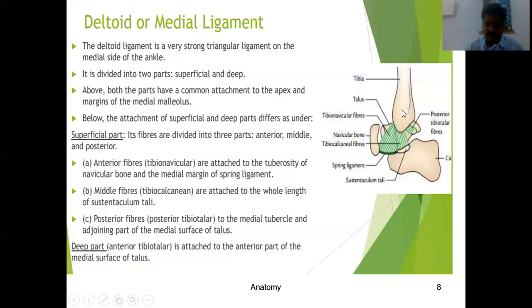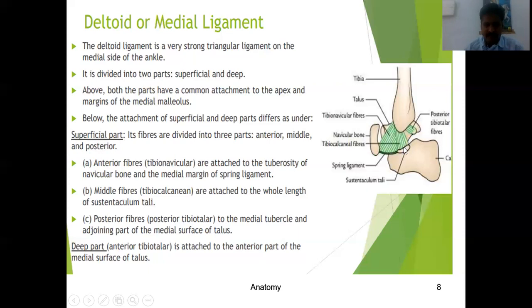So this is the tibia, the medial malleolus. What are these fibers? You can see the fibers here. This is called tibio-navicular. The tibio-navicular fibers are attached to the tuberosity of the navicular bone and the medial margins of the spring ligament. You can see the spring ligament here, on the medial aspect of the ankle joint. The diagram depicts the deltoid ligament and its attachments.